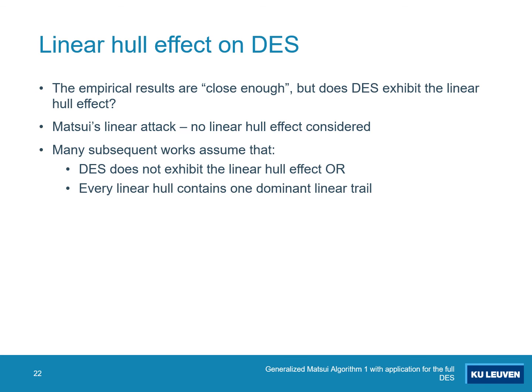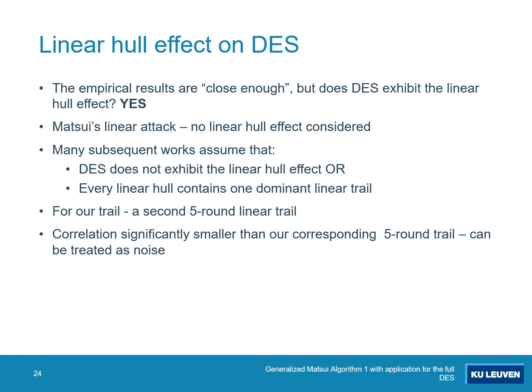Matsui's linear attack against DES was not familiar with the linear hull effect, thus it trivially assumed that it does not exist. In fact, many subsequent works assume that either the cipher does not exhibit the linear hull effect, or that every hull of DES contains one dominant linear trail, and therefore any other trails can be treated as noise. We proved that DES exhibits indeed the linear hull effect by identifying a second linear trail for our linear approximation.